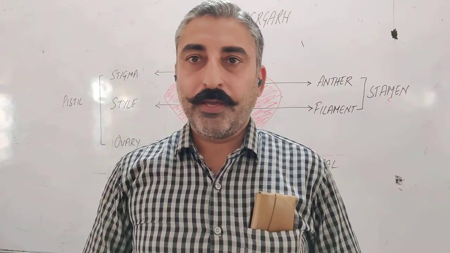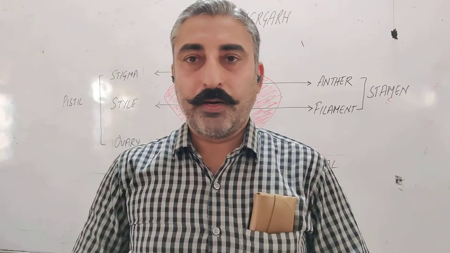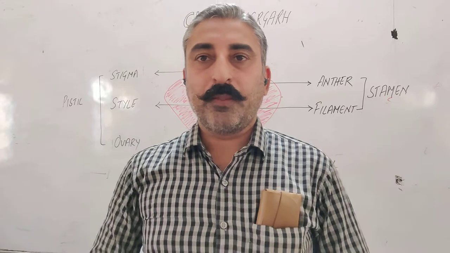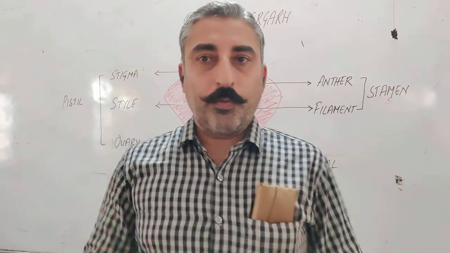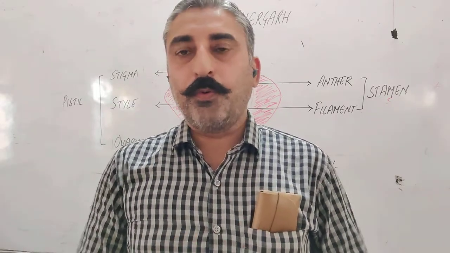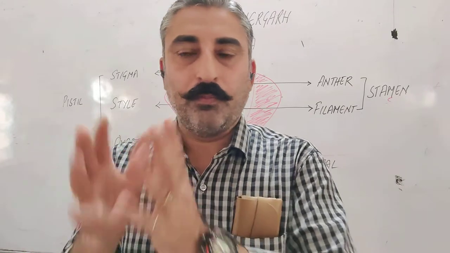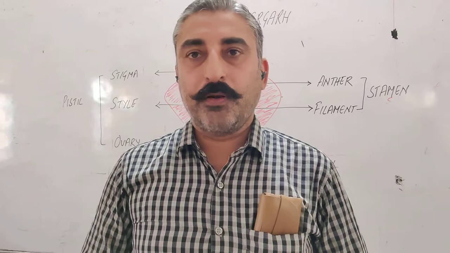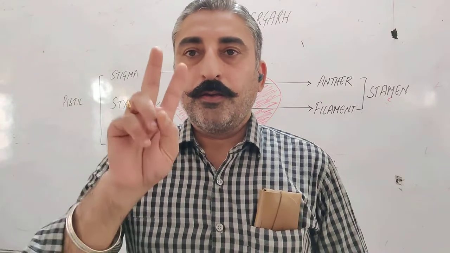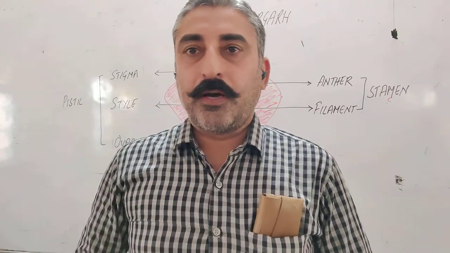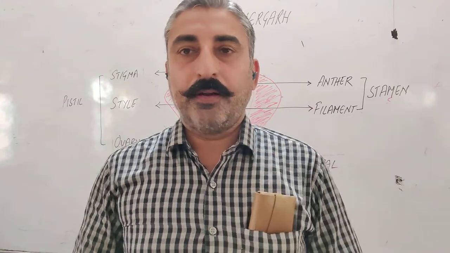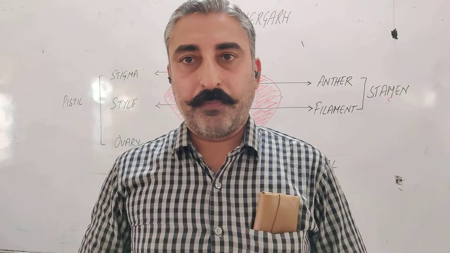Students, today we learn about parts of flower. That's an important activity in 6th, 7th and 8th class. Students, we all know that plants reproduce through asexual and sexual mode of reproduction. And when we talk about sexual reproduction, two major factors are important. One is male part and second is female part.